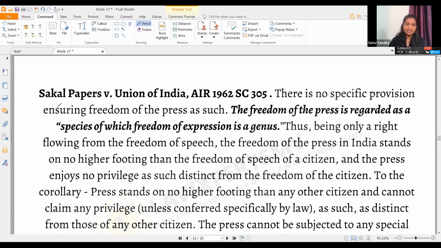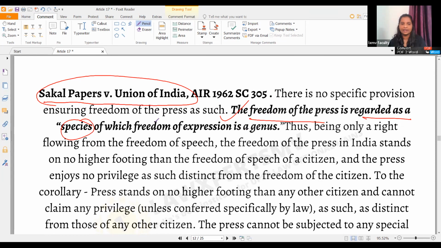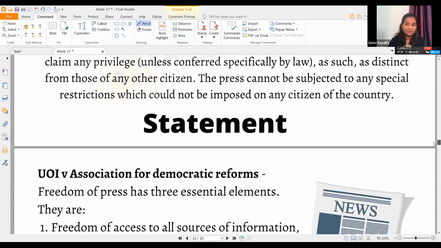Okay, freedom of press. We have a very important case law, Sakal Papers versus Union of India. Why this case law? It is just for the statement. In this case law, it has been stated that freedom of press is regarded as a species, meaning a small area, of which freedom of expression is a genus. So freedom of speech and expression is a big family, and freedom of press is a small member of it. Why this statement? Because UPSC is very famous for statement-based questions.